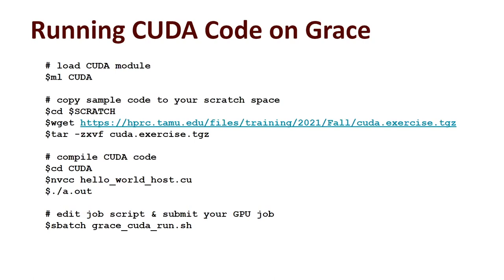The next line is just to run this executable on the system: dot slash a.out. You should be able to get something out. And the last one is to submit our job to the backend, to one of the computing nodes with GPUs, to run our job on that node. That's what this last line is about, so it's relevant to the queuing system.